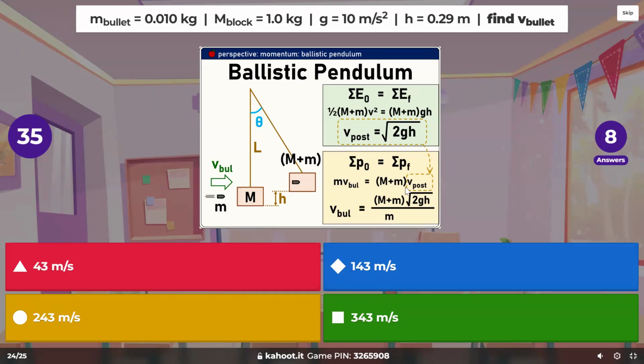Now, I gave you all these numbers, so let's plug them in. So 1 kilogram on the block, 0.01 kilogram on the bullet. So this combined mass is 1.01 kilogram. Square root 2gh, so that's square root 2 times 10 times 0.29 meters. When you get all that, the last step is divide by 0.01 kilogram, the mass of the bullet. That will give you the firing speed of the bullet.